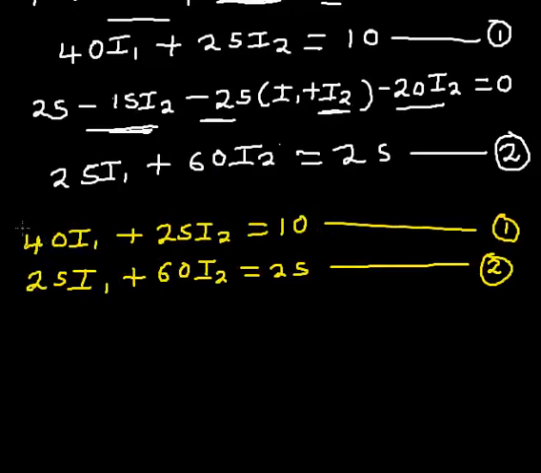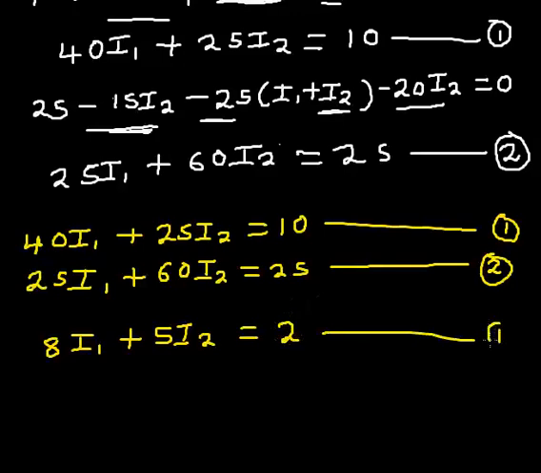If I divide 40 by 5, of course I'm going to have 8. So I have 8i1. If I divide 25 by 5, I'm going to have 5, that's 5i2. If I divide 10 by 5, I'm going to have 2. That's my equation 1 broken down. So do the same to equation 2. If I divide 25 by 5, I'm going to have 5i1, then plus 60 divided by 5, that's going to be 12i2. And 25 divided by 5 is 5.